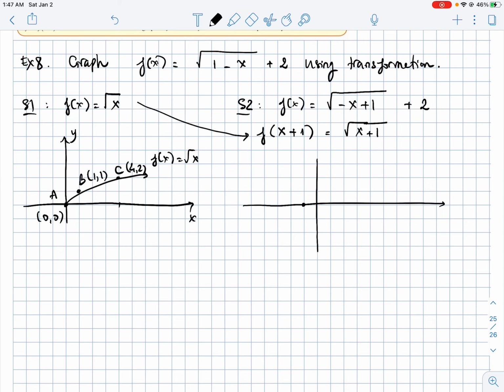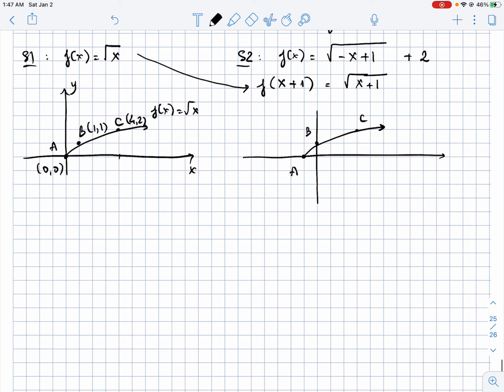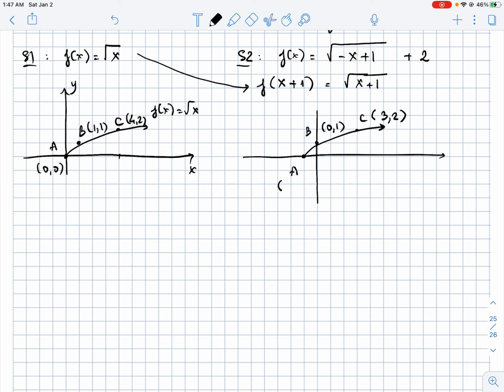If inside we have plus 1, the graph will move to the left 1 unit. So the point A will land here, the B will be here, and the C will be here. We will get 3, 2 for C, 0, 1 for B, and negative 1, 0 for A.